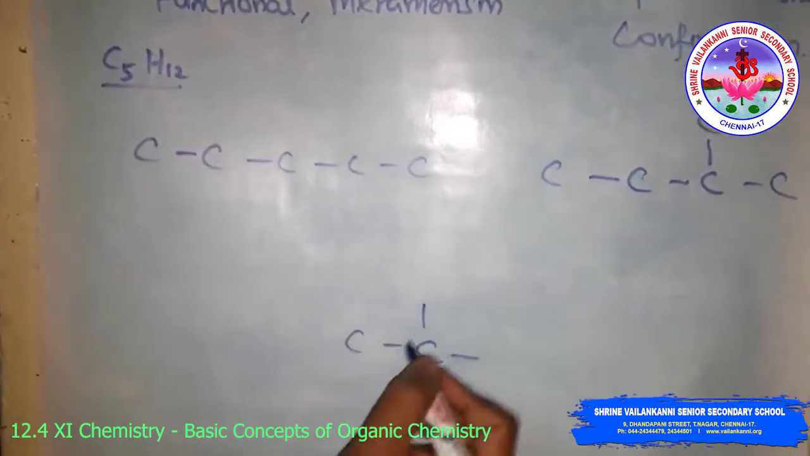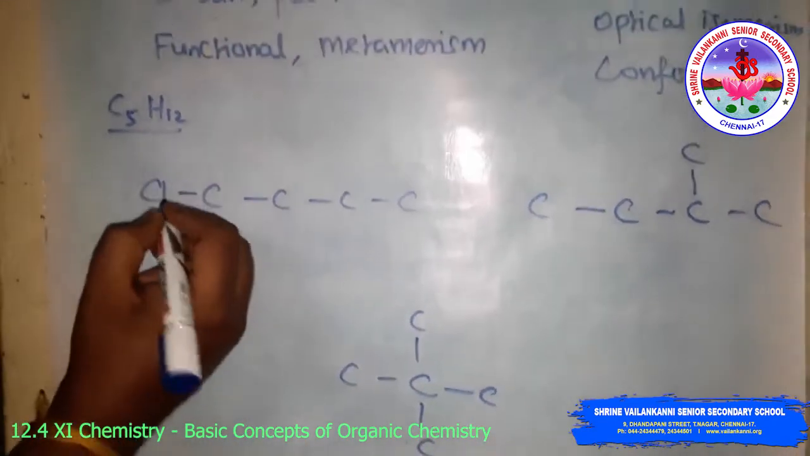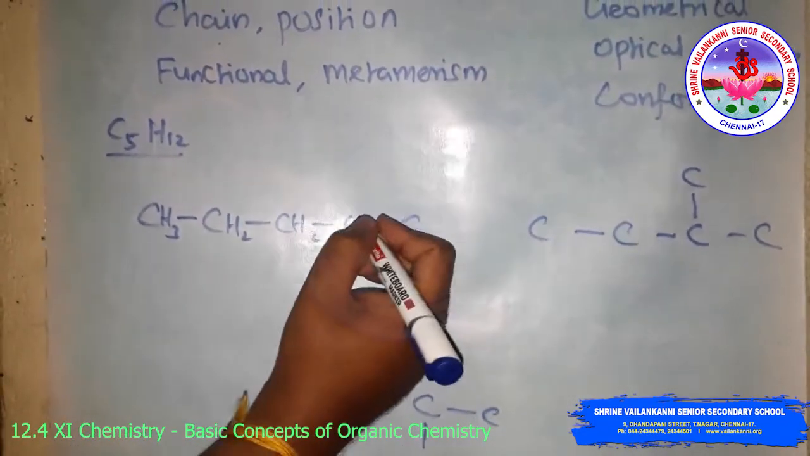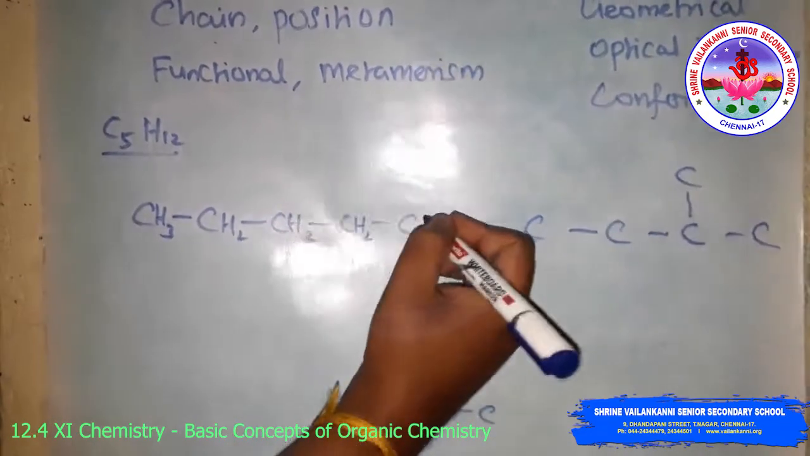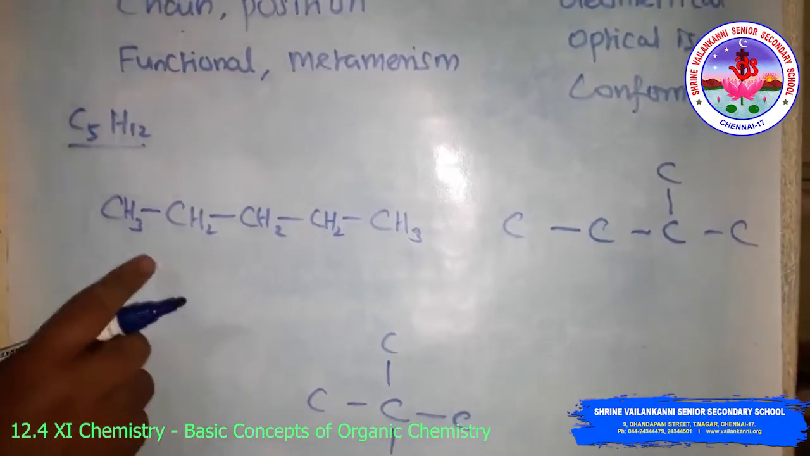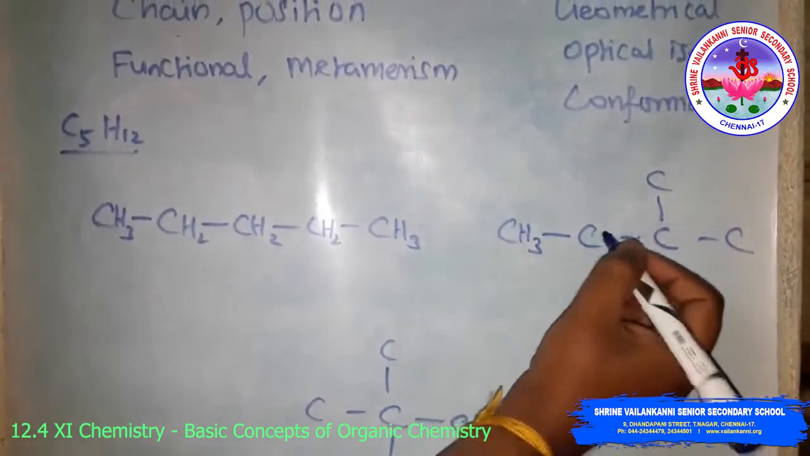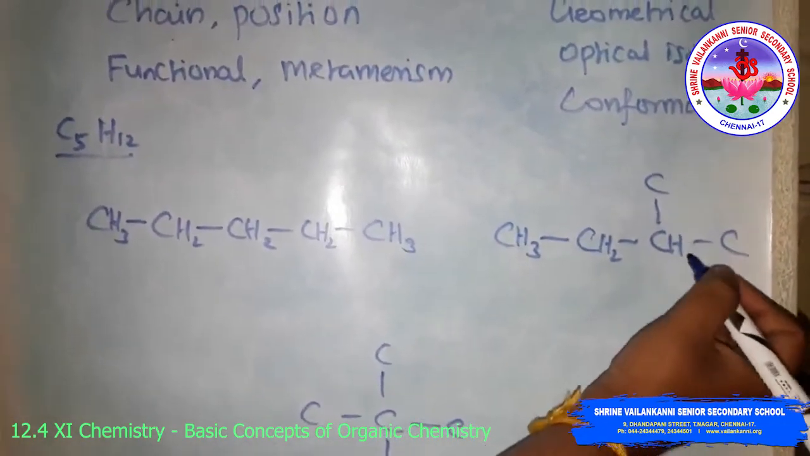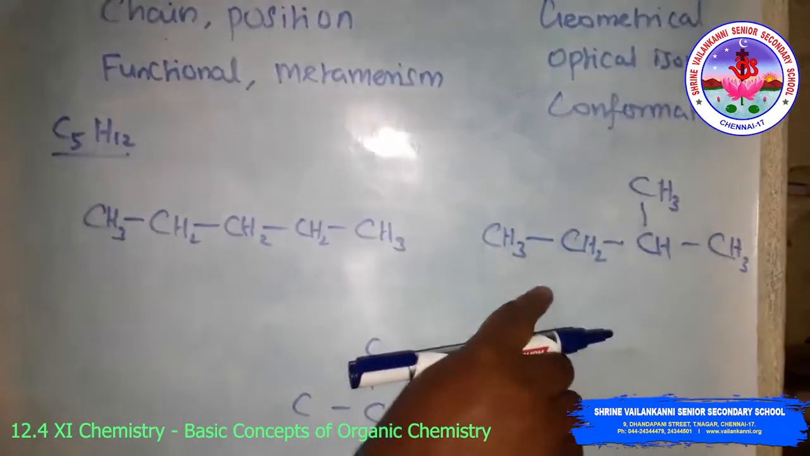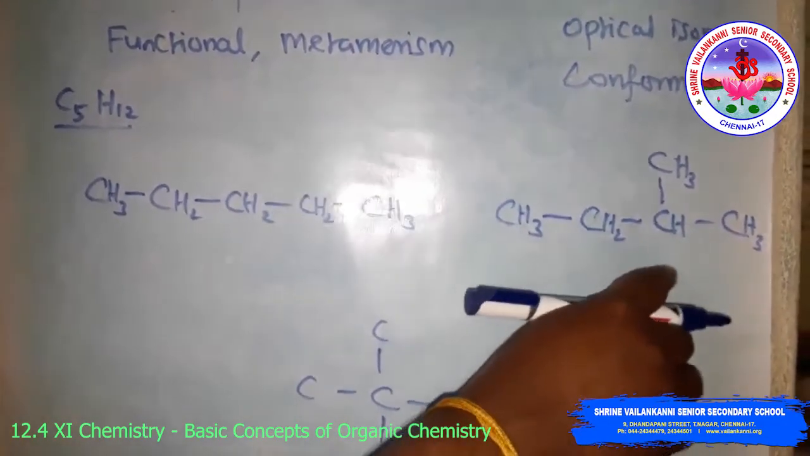Totally 5 carbons. Now count the number of hydrogens: 12. So 3, 5, 7, 9, then 12. The name of the compound is pentane, simply n-pentane. Then look at this: CH3, CH2, 5 carbons, then CH, the 6th hydrogen, here 3, 9, and 3, 12. So this is isopentane. I already discussed why we say iso.